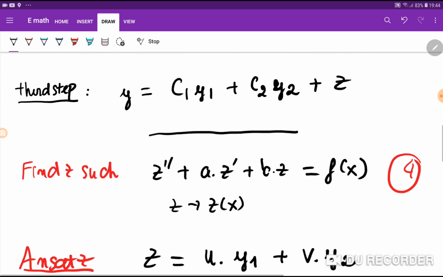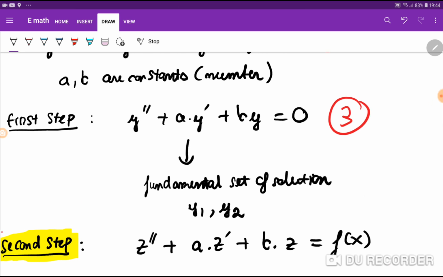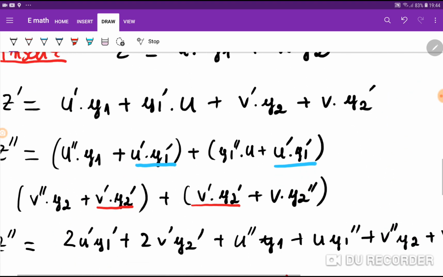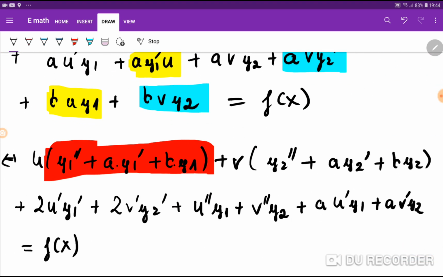y1, you have to remember what y1 is. y1, y2 is the fundamental set of solutions of differential equation 3, right? So we have y1 double prime plus a y1 prime plus b y1 equals 0. Exactly, so that term equals 0. It will cancel out. Goodbye to you, my trusted friend.